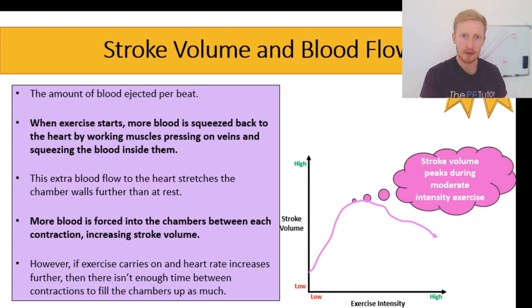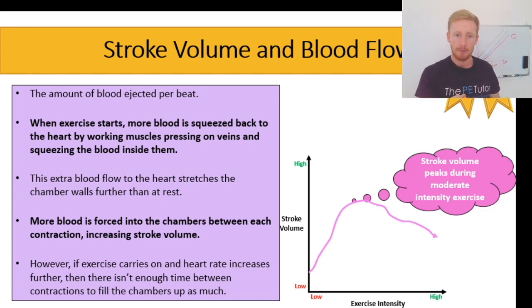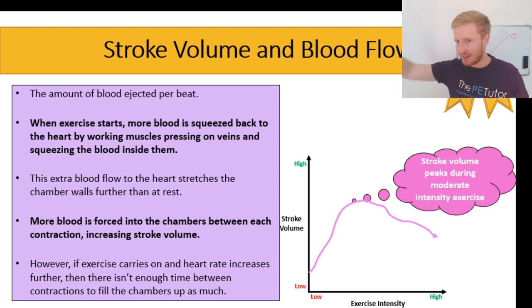But there will come a point where our heart rate, which is going up, starts to shrink the amount of time the atria has to expand and fill up. So with less time to expand and fill, we're not going to reach the same volumes. And that's what this graph here in pink is. Stroke volume peaks at moderate intensity exercise, around that 100 beats per minute mark. Beyond that, with heart rate continuing to rise up here, we start to see stroke volume drop because there isn't enough time to pack maximum amounts of blood into the atria and pass it through so that it ends up in the left ventricle to then get ejected.